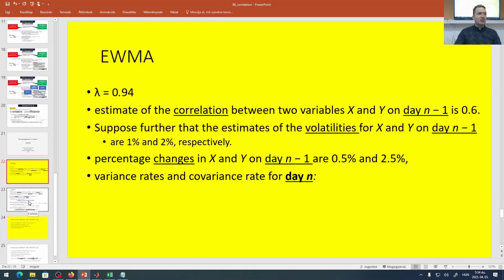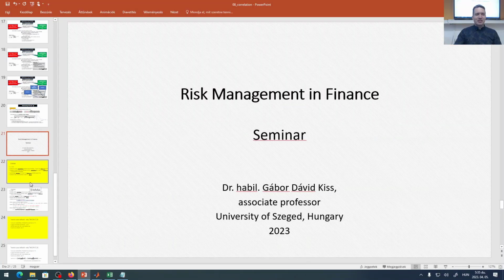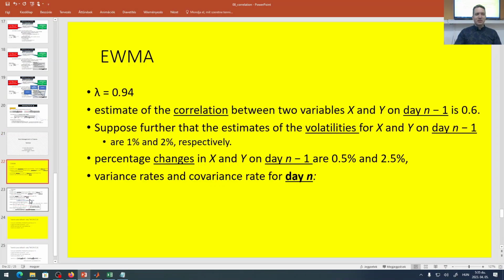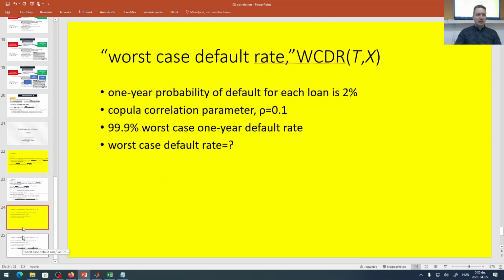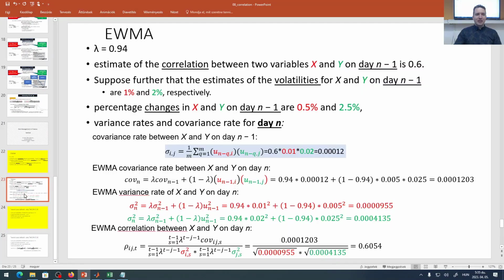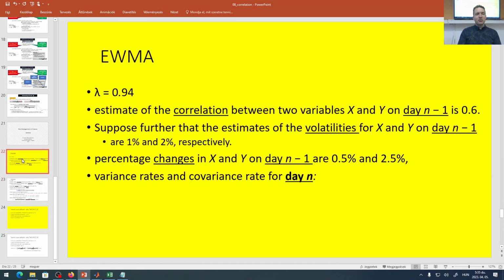at least in the case of the examples, it was a bit simpler than it was acceptable, but in case of seminar questions, we have the following problems. So we have practically 2 questions. An EWMA and the worst case default rate. So the EWMA has the following issue.